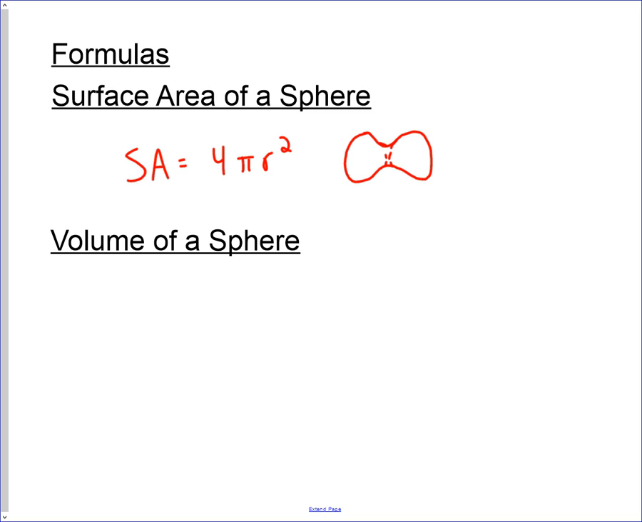The volume of a sphere is very not intuitive at all. It doesn't make really any sense in what we've learned about geometry. It's just 4/3 pi radius cubed. So surface area is 4 pi radius squared. Volume is 4/3 pi r cubed. So we're going to use these equations a couple times.